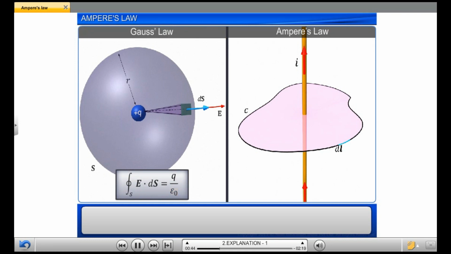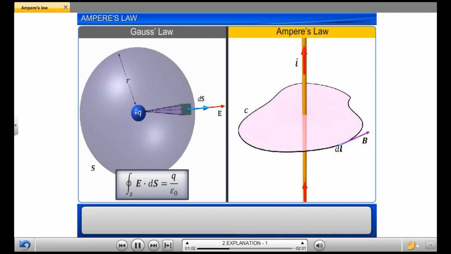Ampere's law gives a relation between the integral of the tangential component of a magnetic field at points on a closed curve and the net current through the area bounded by the curve, and helps in the calculation of the magnetic induction at a given point.